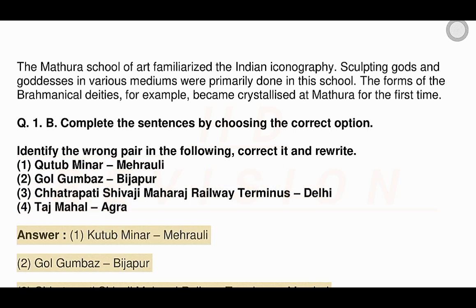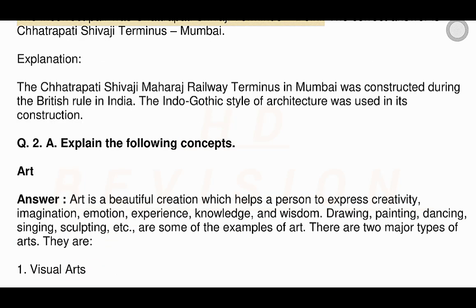Answer. 1. Qutub Minar, Mehrauli. 2. Gol Gumbaz, Bijapur. 3. Chhatrapati Shivaji Maharaj Railway Terminus, Mumbai. 4. Taj Mahal, Agra. The incorrect pair was Chhatrapati Shivaji Terminus, Delhi. The correct answer is Chhatrapati Shivaji Terminus, Mumbai. Explanation. The Chhatrapati Shivaji Maharaj Railway Terminus in Mumbai was constructed during the British rule in India. The Indo-Gothic style of architecture was used in its construction.